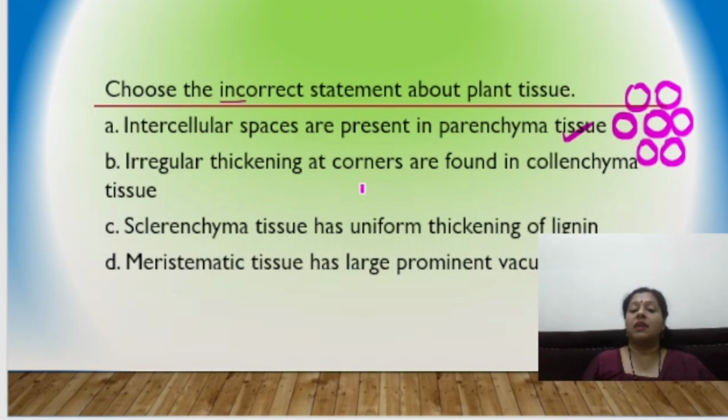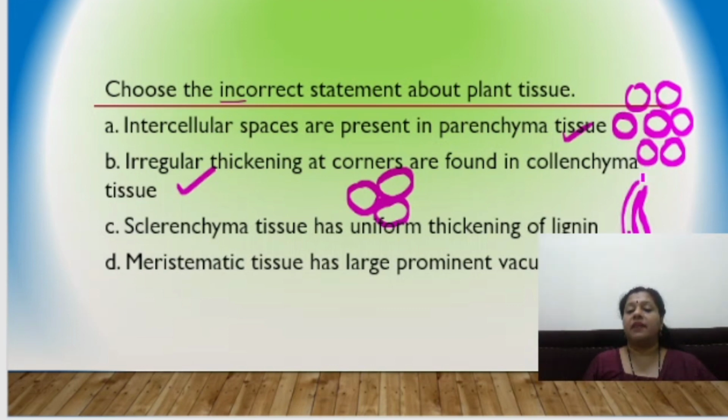Irregular thickening at corners found in collenchyma. Yes, that is the characteristic feature of collenchyma. For them only the corners are thickened. So this is also a correct statement. Sclerenchyma tissue has uniform thickening of lignin. Yes, you know the sclerenchyma fibers and sclereids, they have very thick wall due to the deposition of lignin.